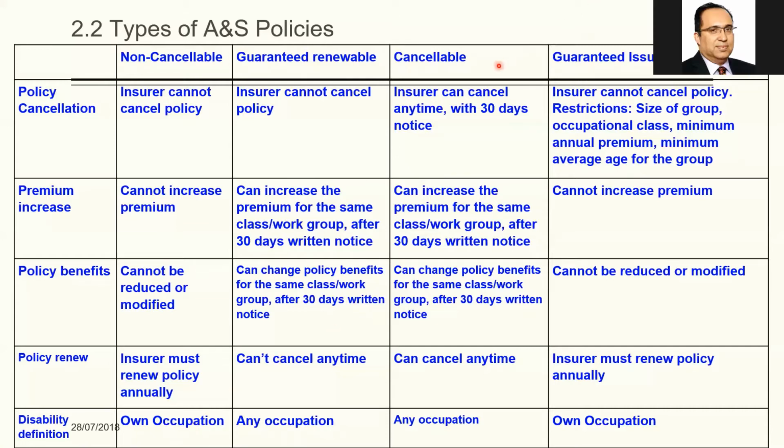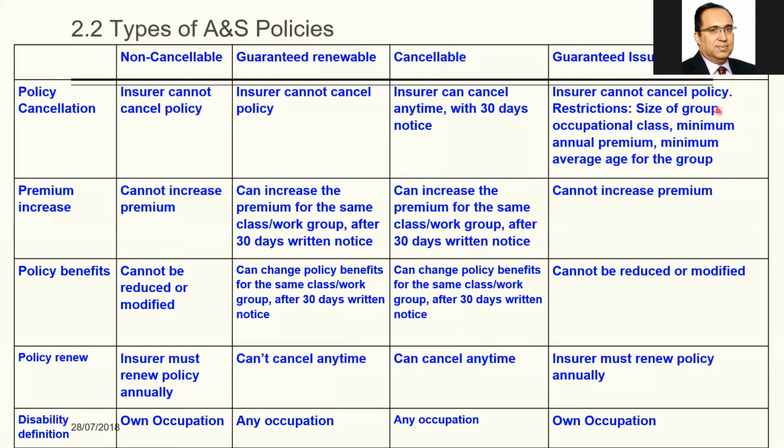Cancelable is of course the cheapest one, and it is not good, but it is more for the high risk ones like taxi drivers or truck drivers. They may get this one, which the insurer can cancel anytime with 30 days notice. They can increase the premium for the group, change the policy benefit, and the company can cancel it anytime. So this is a cancelable type, and here again, any occupation is the definition.